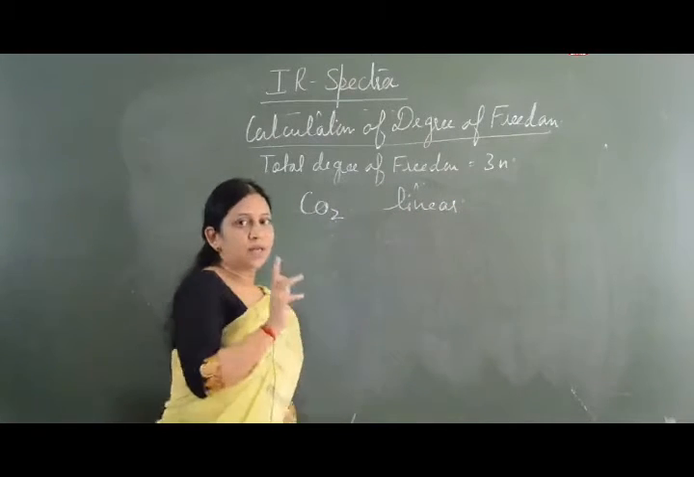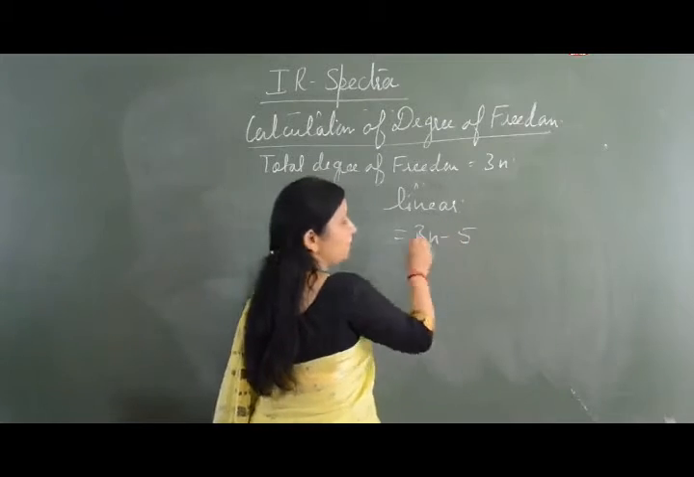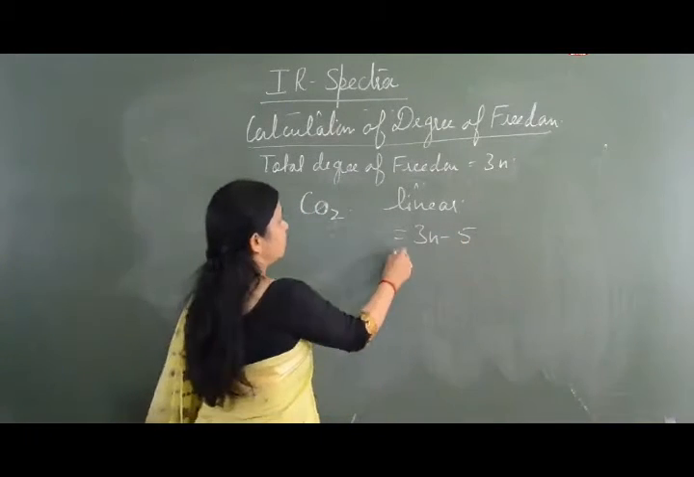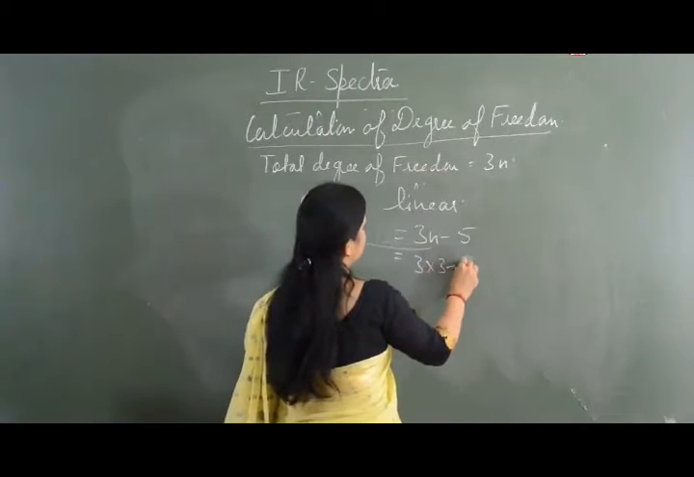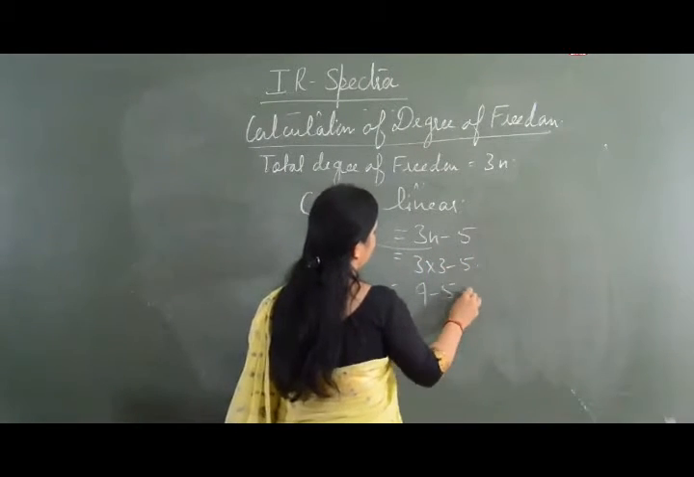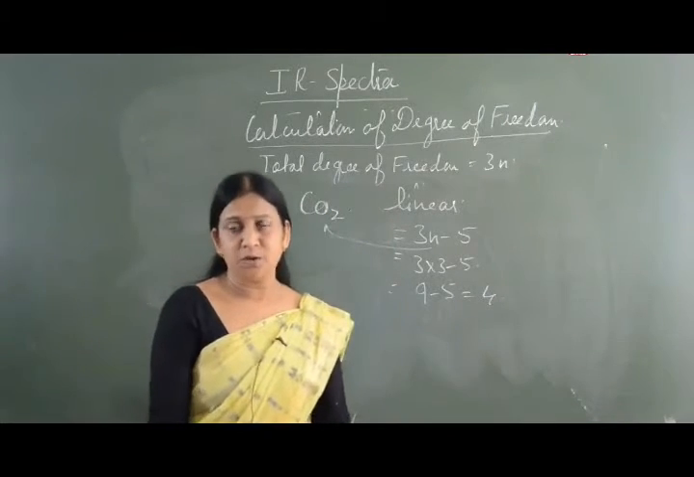Because it is a linear molecule, the vibrational degree of freedom is given by 3n minus 5. So n here is 3, so 3 into 3 minus 5, so 9 minus 5 is equal to 4. So it has 4 vibrational degrees of freedom.